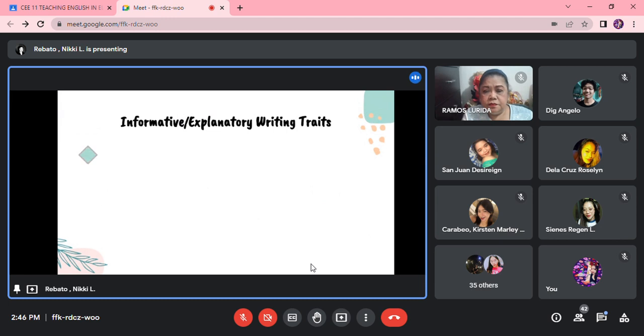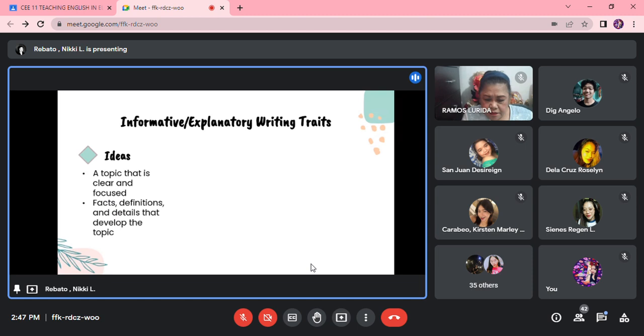Informative explanatory writing traits. First idea: a topic that is clear and focused. Facts, definitions, and details develop that topic. The focus of something is the main topic. Something that is clear is easy to understand, see, or hear.